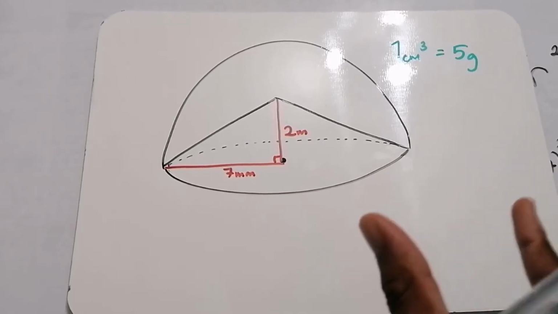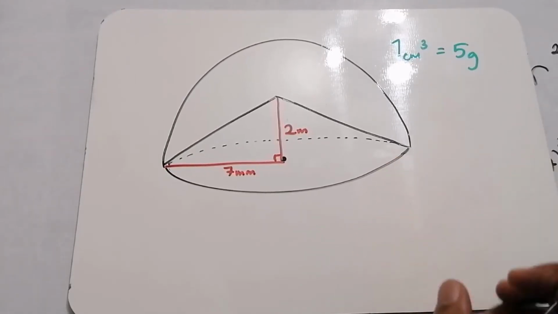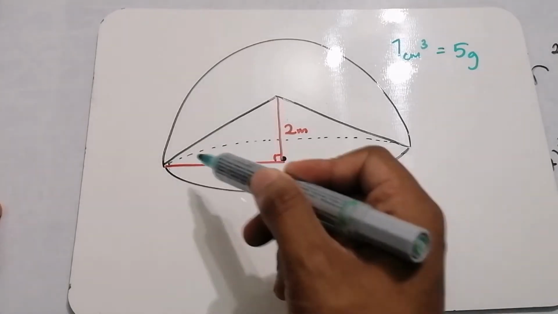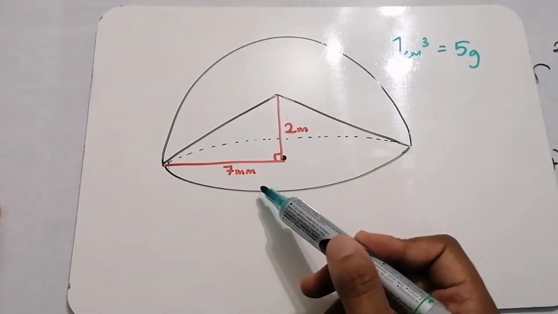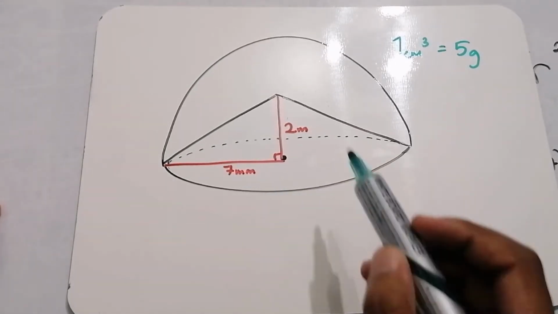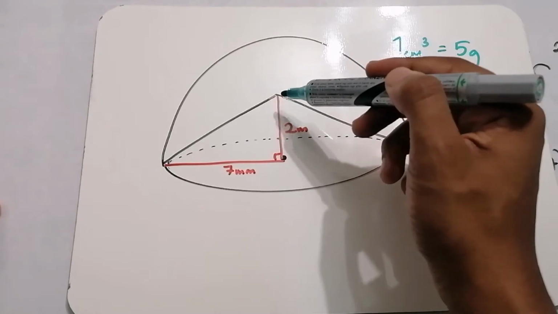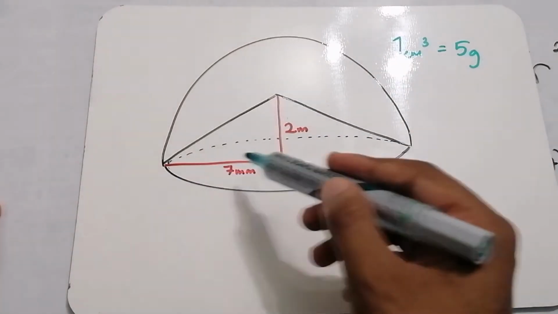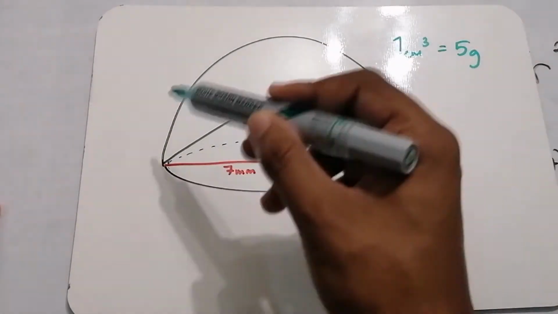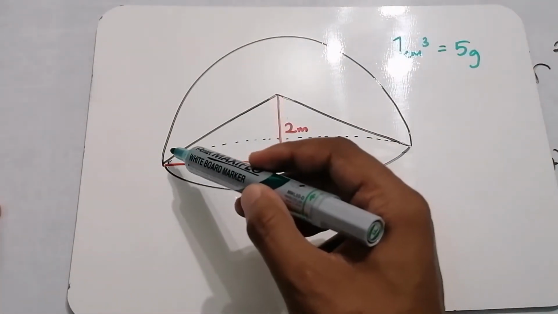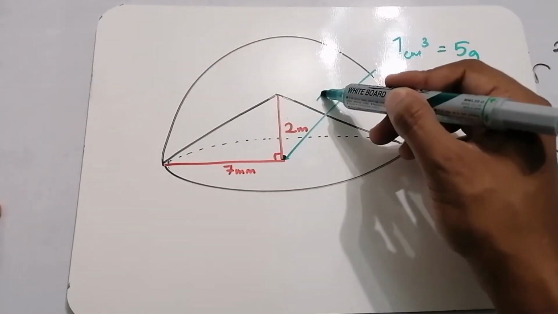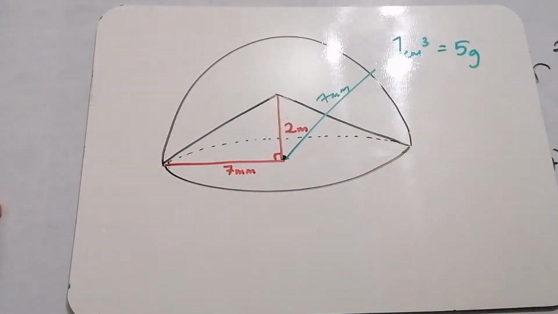Now, the only two dimensions that they give me of this is basically the only two dimensions that we need. And firstly, it's the radius, which is 7 millimeters. And then it's also the height of this cone, which is 2 millimeters. Because we know this radius goes all the way around, so it will be the radius for the sphere as well. Okay, if you want to work out that till there, that's just 7 millimeters as well.